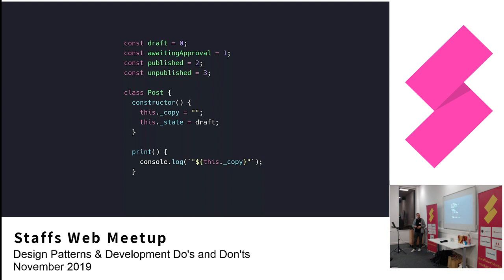We could have these constants at the top of the class, and we could say, hey, we'll model it by using 0 for draft, 1 for awaiting approval, and 2 and 3 to indicate that we're in the published or unpublished state. And then in each of these methods, we'll check those numbers and take the corresponding action for whatever state we're in.